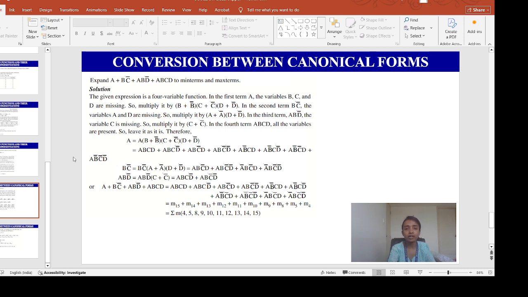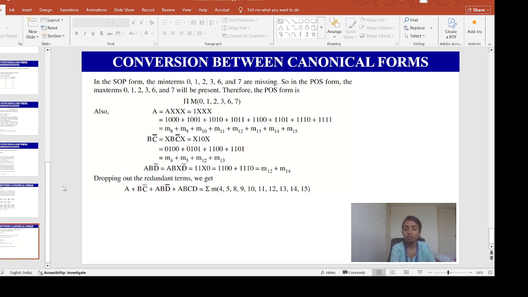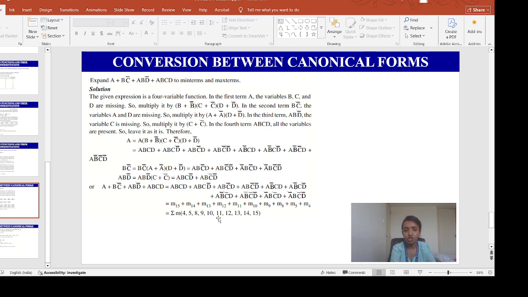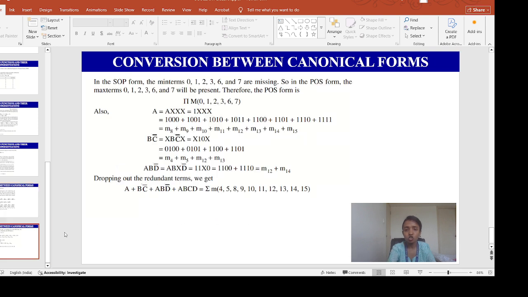Now we will see how to expand it in terms of max terms. You can see these are my min term form, or sum of product form. In the sum of product form, we have to identify which min terms are missing, starting from 0 to 15. So these are the min terms that are missing: 0, 1, 2, 3, 6 and 7. In the product of sum forms, these will be the max terms. The missing terms in the min terms will be the max terms in the product of sum form, and these terms have to be present. So the product of sum form will be product of capital M 0, 1, 2, 3, 6 and 7.